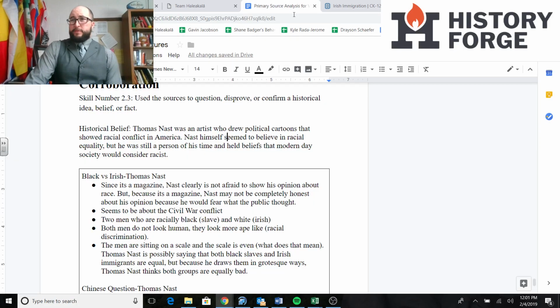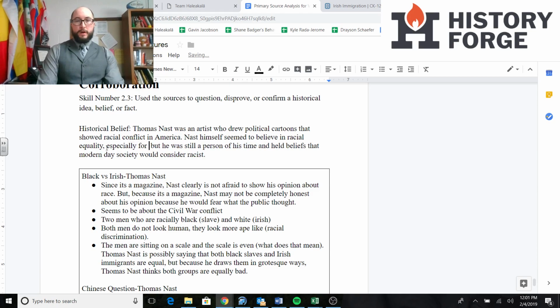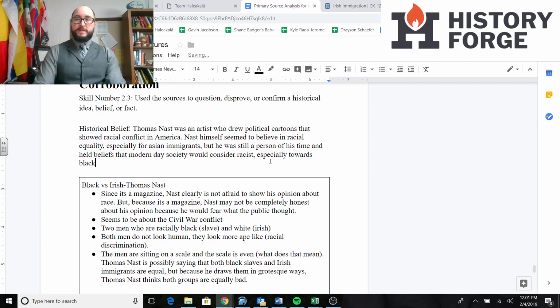I could probably go a step further and say Thomas Nast believed in equality for Asians. I could even write that right here. So we could even say especially for Asian immigrants. But he was still a person of his time and held beliefs that modern day society would consider racist, especially towards blacks, because they weren't slaves anymore, so we'll say blacks and what was the other one? Forgot. Irish. There we go. Blacks and Irish. So those are the two main groups he focused on.